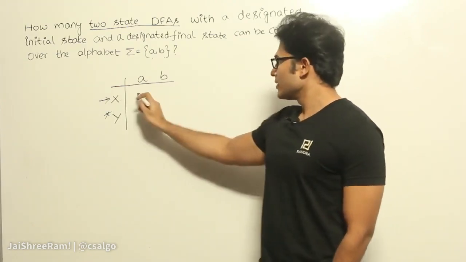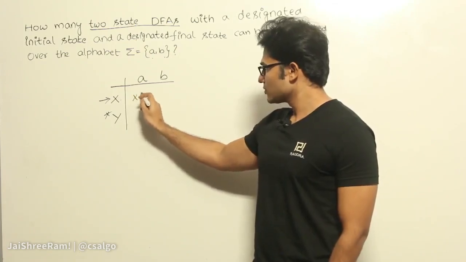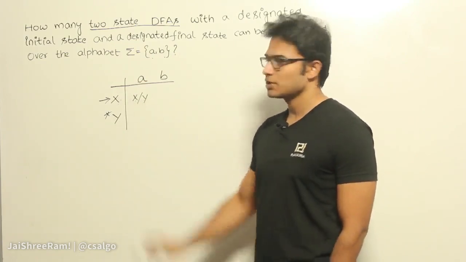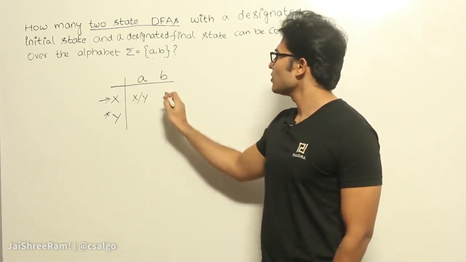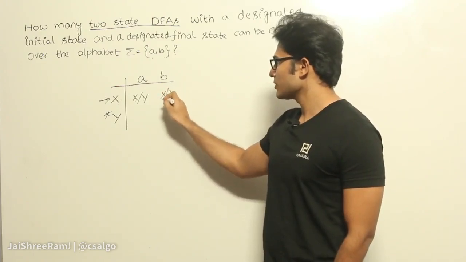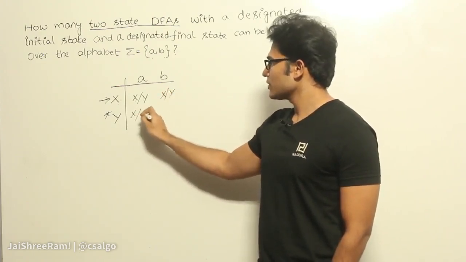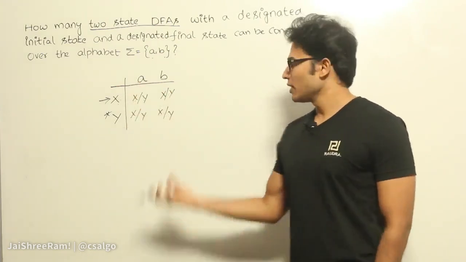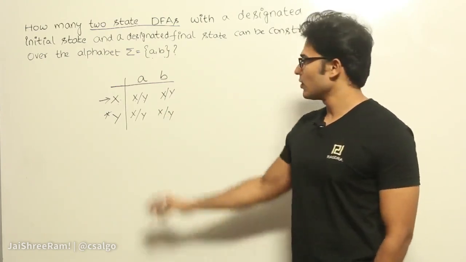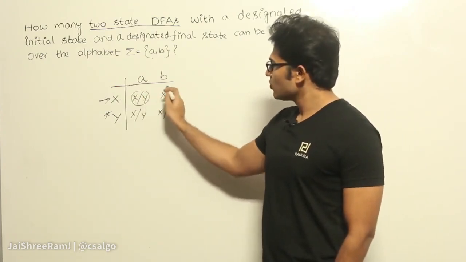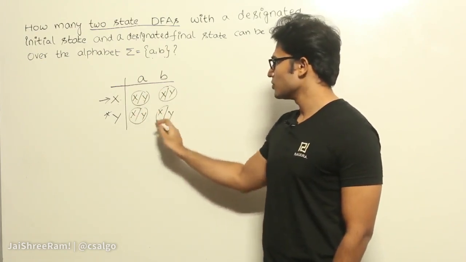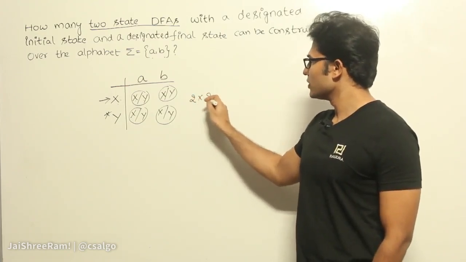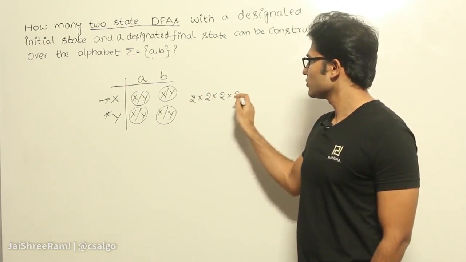For example, here the entry can be either X or Y, which means X on small a can go to either state X or state Y. Similarly, X on small b can go to state X or state Y. Here also state X or state Y. Now if you write this as a DFA in normal convention, you are going to get two possibilities here, two possibilities here, two possibilities here, two possibilities here, right? So overall you are going to get 2 into 2 into 2 into 2, which is 16.